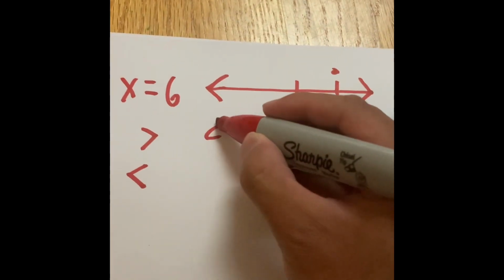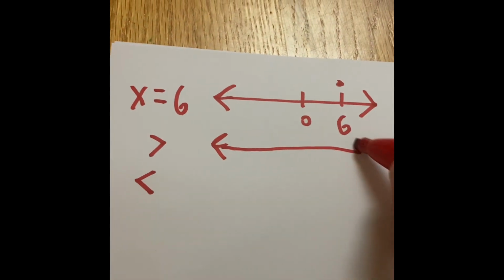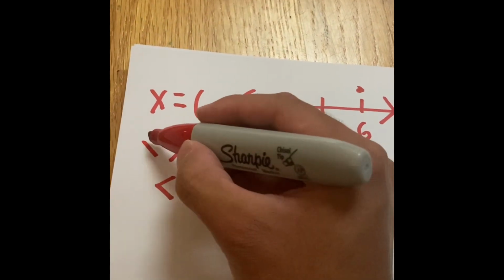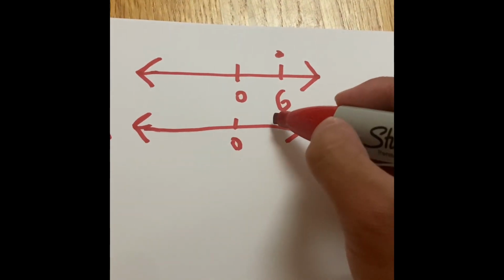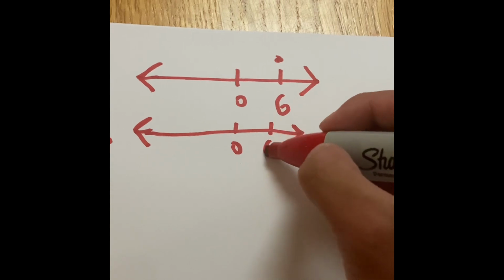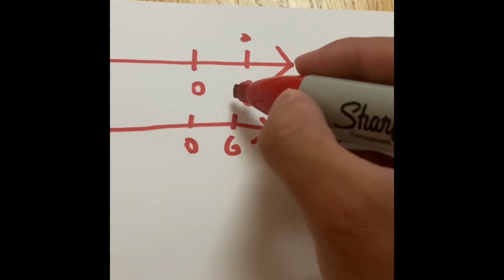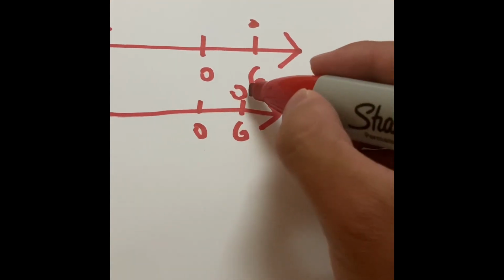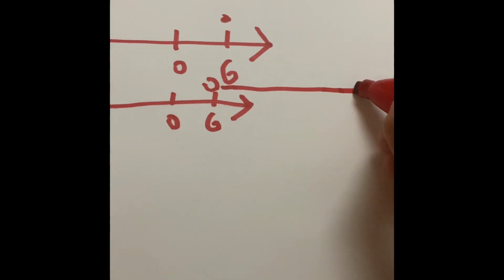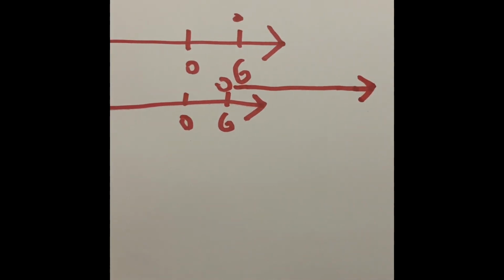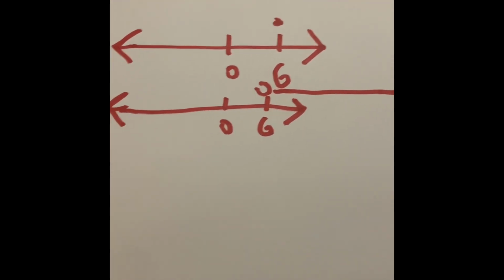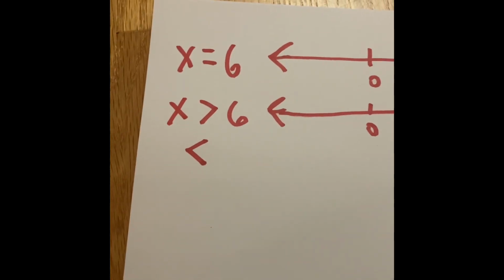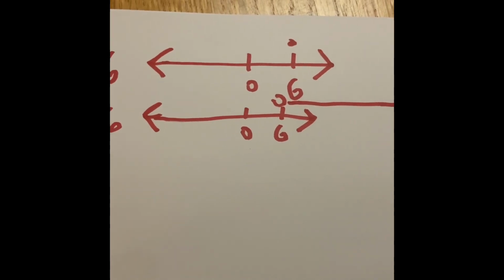If you try to draw a number line for greater than, let's say x has to be greater than 6. If this is 0 right here, and if this is 6 right here, what we would have to do is make an open bubble and go all the way up here to infinity. The reason why we have an open bubble is because x cannot be 6. X has to be more or greater than 6.